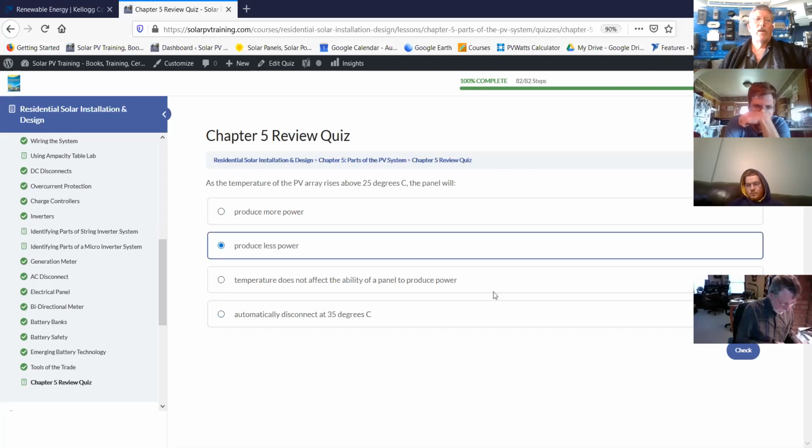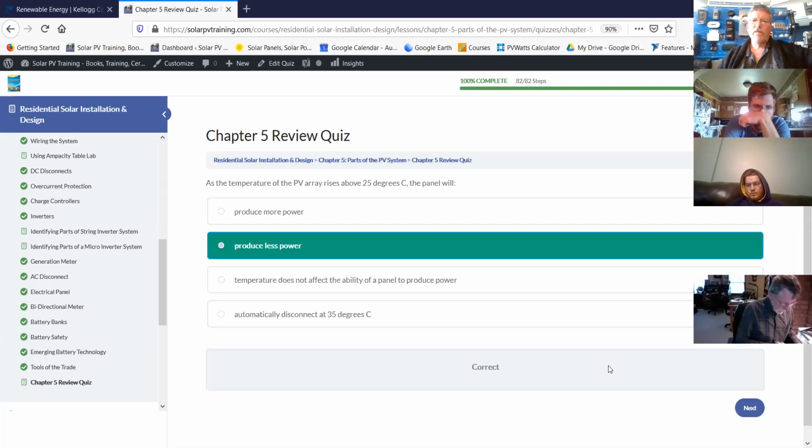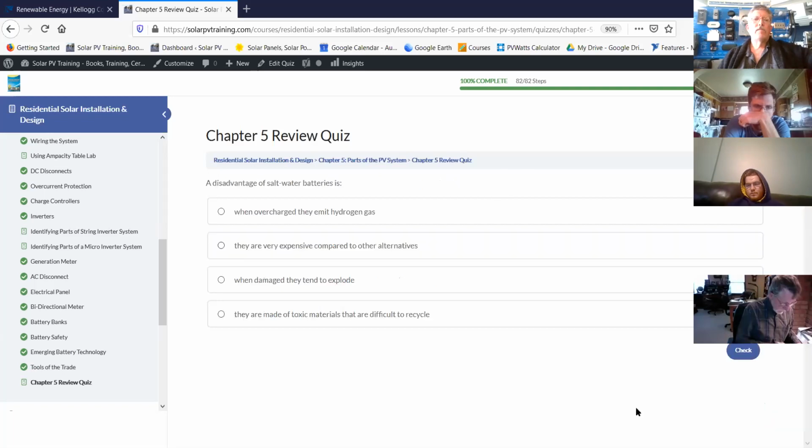Less power. Yep, the hotter it gets, the less power it's going to produce, right? And how much less or more based on temperature is referred to as the temperature coefficient. And that temperature coefficient is different for each panel.